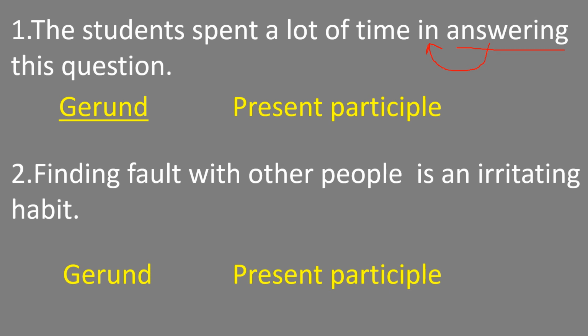Now, finding fault with other people is an irritating habit. Here there are two ing forms, finding and irritating. First one, finding fault with other people. So finding acts as a subject of the sentence. When a base form plus ing acts as a subject of the sentence, that is named as gerund. Now, irritating habit. Here habit is a noun which is qualified by the ing form irritating. So that is present participle which acts as an adjective.